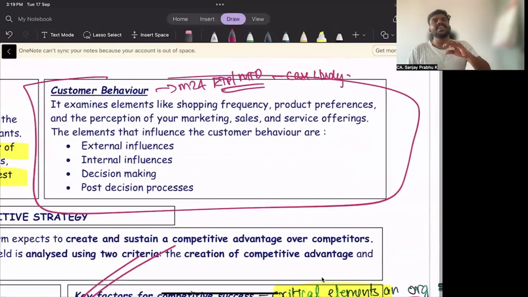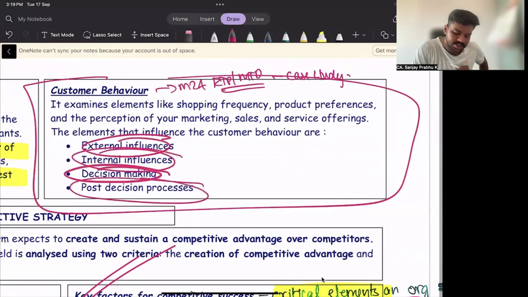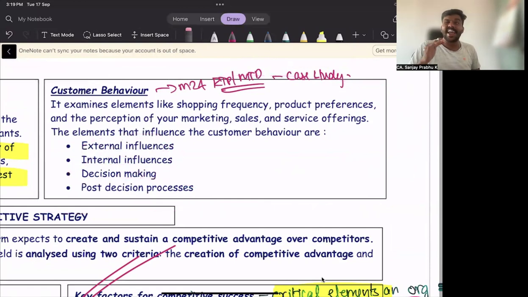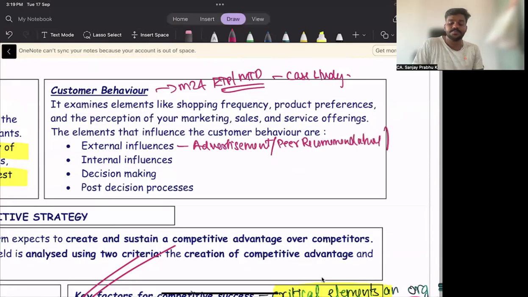Customer behavior has 4 elements: external influence, internal influence, decision making, and post-decision. External influence means, for example, what are the external things which influence you to purchase a product? Advertisement, don't you think advertisement will have an impact? Then peer recommendation, where a friend recommends a product. All these things are external influence.